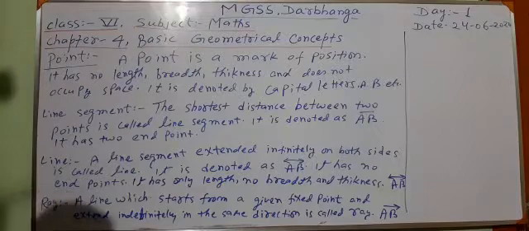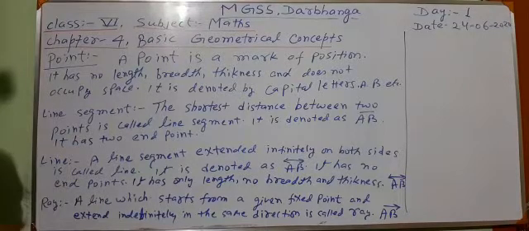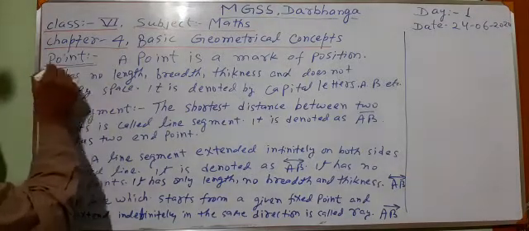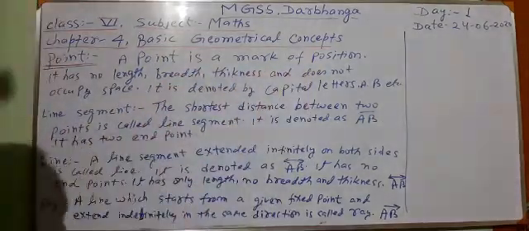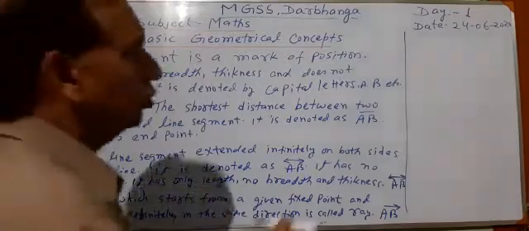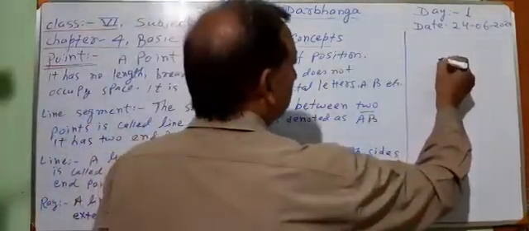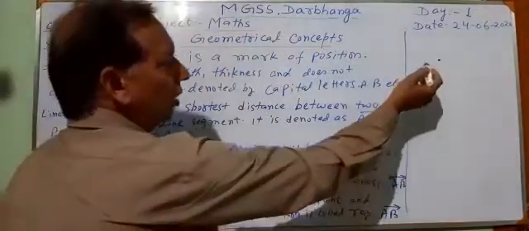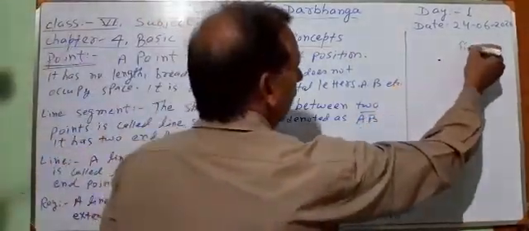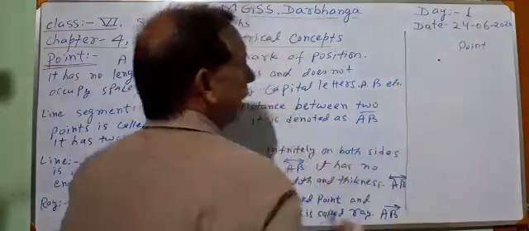What is point? I have written the definition. A point is a mark of position. Suppose we have to represent a position. This is the position of anything. This position, this is the mark of position. This is known as point.